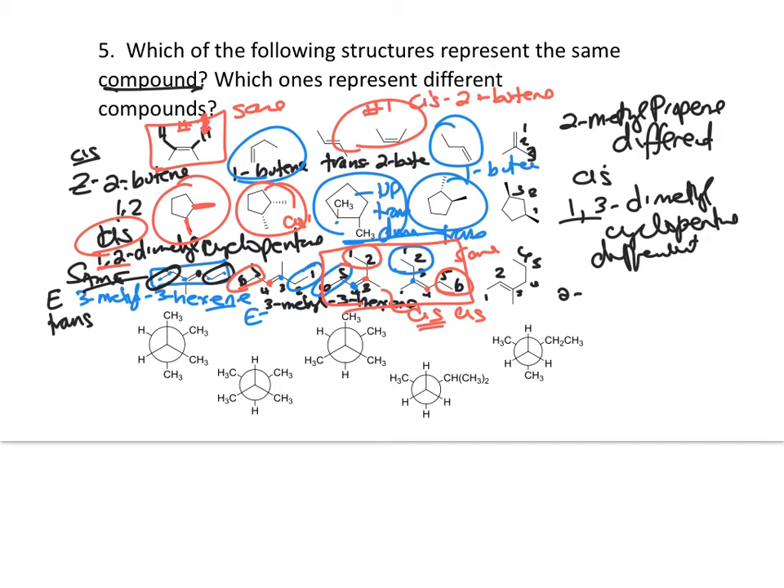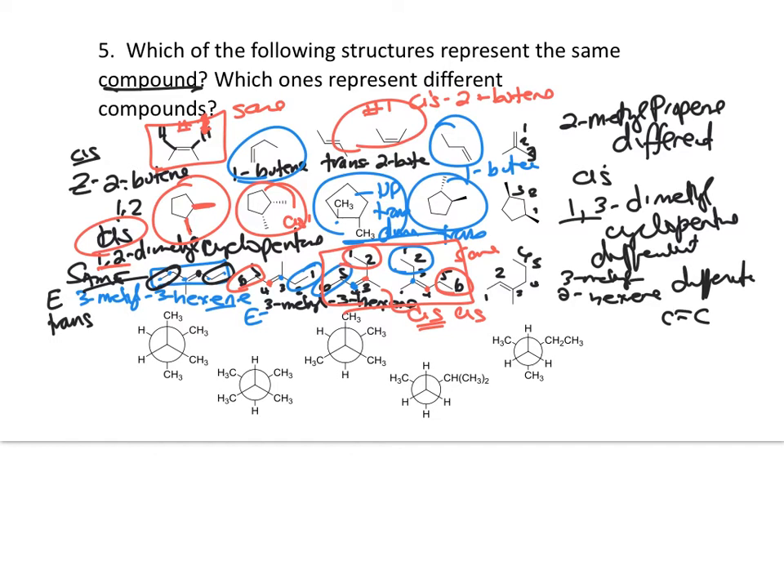And then the last one, you're looking at 1, 2, 3, 4, 5, 6. So you're looking at a 3-methyl-2-hexene. And so this is different. The carbon-carbon double bond is on a different carbon, so that would be a structural isomer. Okay, the last set here are Newman projections.